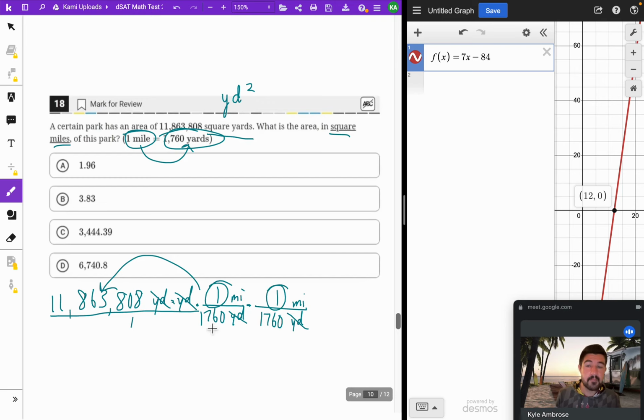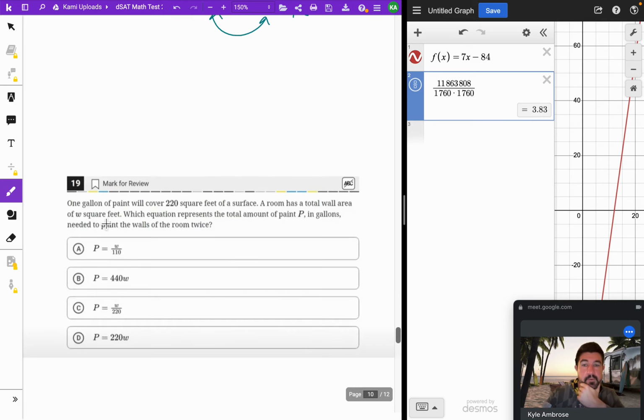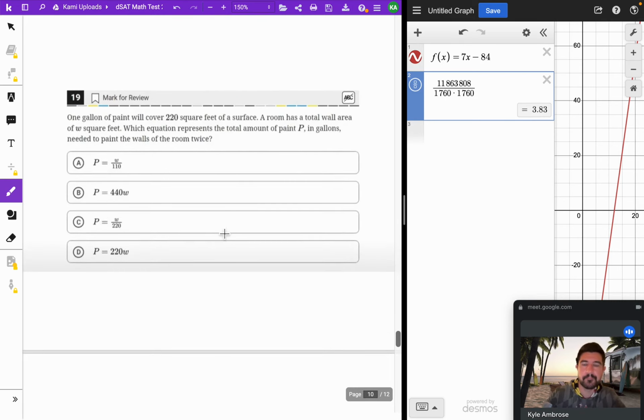On the bottom, I'm going to do both of these times each other. So what I end up getting is going to be 11,863,808 divided by 1,760 times itself. And Desmos tells us quickly that the answer is 3.83, which would be B. Okay, we're almost done, but these are going to get hard.